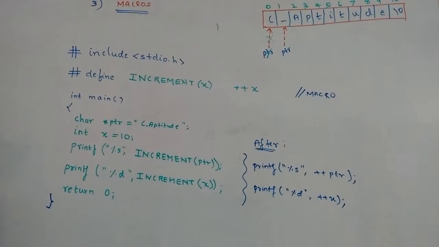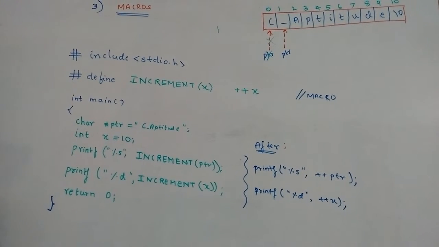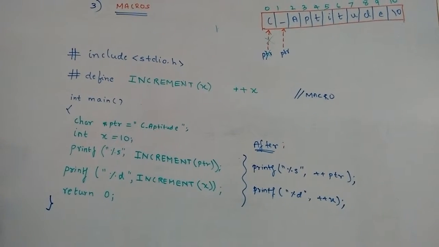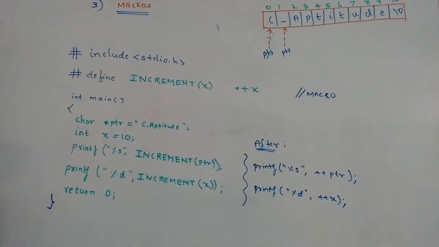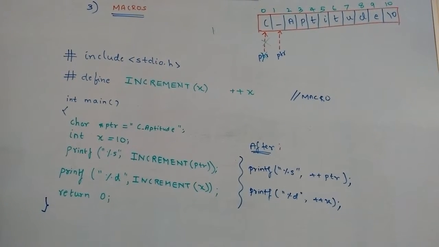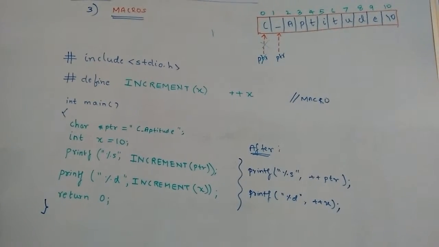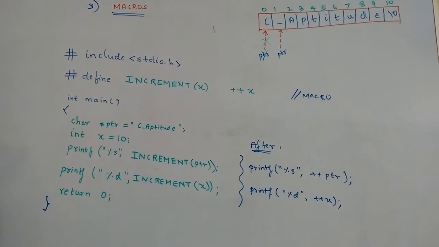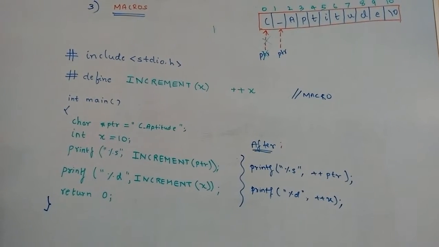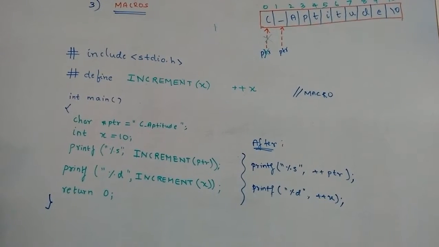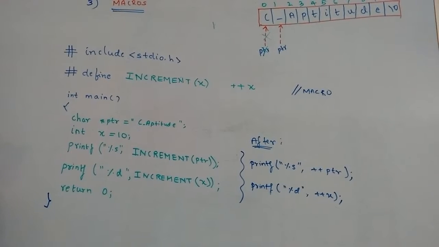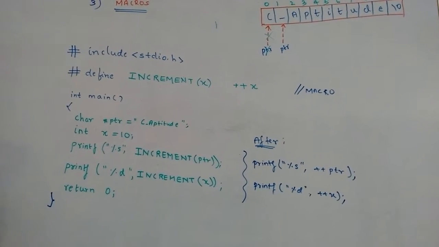As I have mentioned, the macro line is hash define increment of x plus x, the line 2, that itself is the macro. So you know how hash define works. Wherever increment of something is there, that would get replaced by plus whatever variable you have mentioned. In the first printf statement, increment of ptr would be replaced with plus ptr, as I have shown in the blue ink there. I have shown after pre-processing how the program would look.